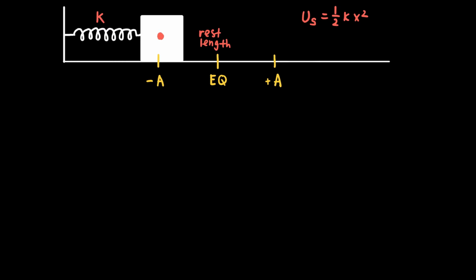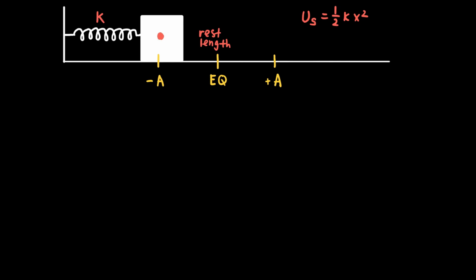So say I let go and the system oscillates back and forth and eventually it stops. The center of mass of that block would stop at the equilibrium position, and when that happens, the spring would be at its rest length. It's not compressed or stretched at all. And in that case, the x value in my elastic potential energy equation would be 0. There would be no elastic potential energy in the system because the spring's not stretched or compressed.